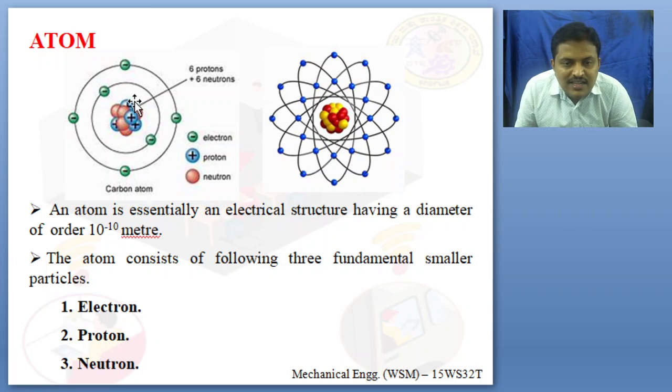Coming to the next particle, that is in blue color, that is positive, known as protons. Protons are positively charged. Coming to the red one, known as neutron. Neutrons have no charge, are neutrally charged. And all these 3 things.